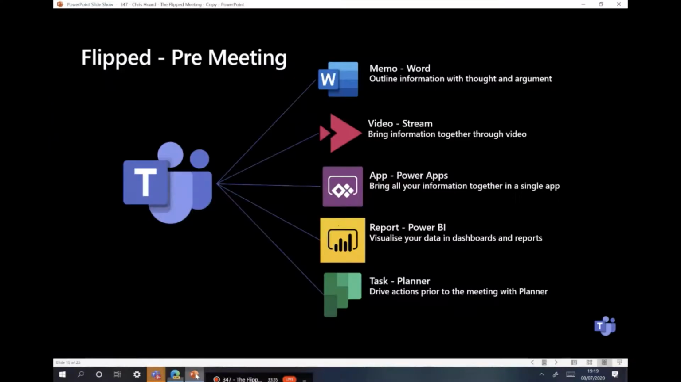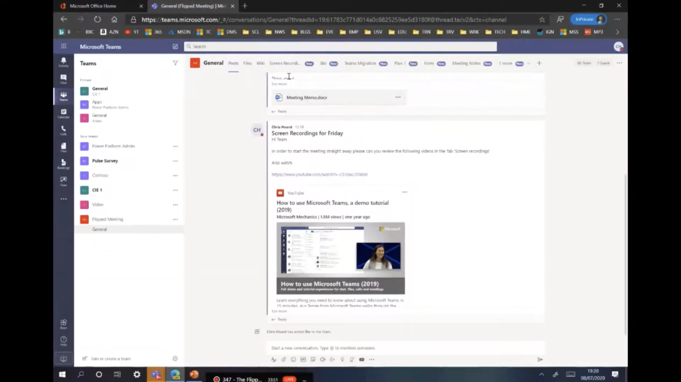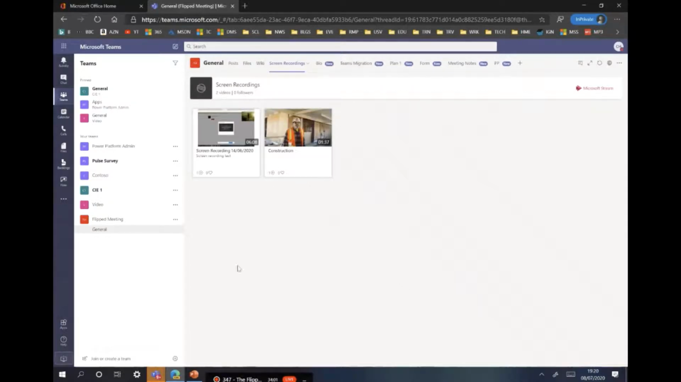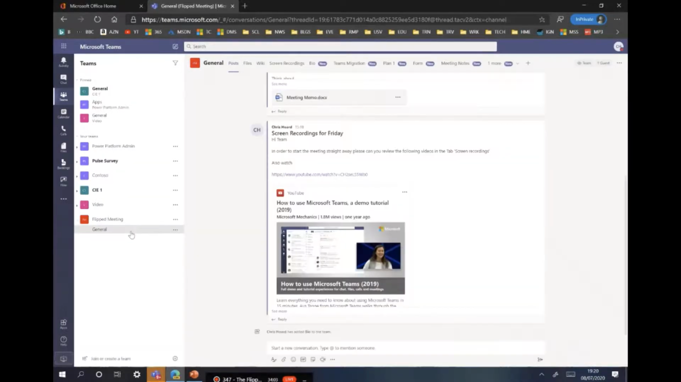Secondly, in addition to using Microsoft Word and memos the way that Jeff Bezos at Amazon does, we can also record videos and put this in Stream. So we can bring information to the users through video. So again, in Microsoft Teams, I'm just going to click on this section here called Stream Recordings. So inside the Teams, I can put the videos that I want them to be able to watch and consume before that meeting has taken place. I can put a link in through the chat. I can also reference videos on public video platforms.